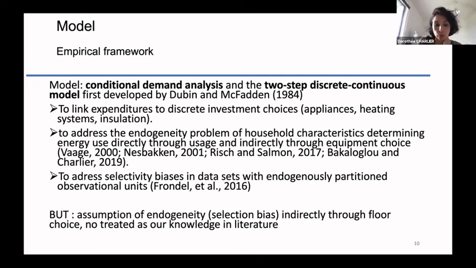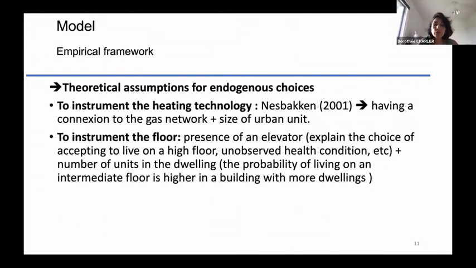And to our best knowledge, this is the first time that we consider a potential endogeneity issue due to the floor choice. So in order to instrument the heating technology, I will use a common instrument already used in the energy consumption literature. So I use the connection to the gas network and the size of the urban unit.